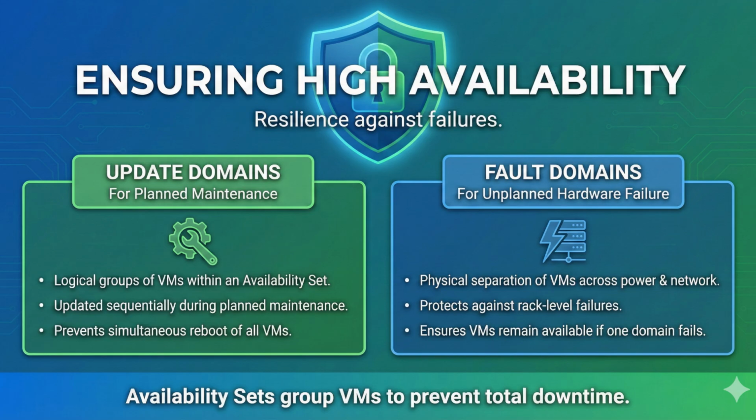Reliability is key. You never want your service to go down just because of a single power failure or a network glitch. This is where availability sets come in. They ensure your environment is resilient by grouping VMs in two very specific ways to prevent total failure.